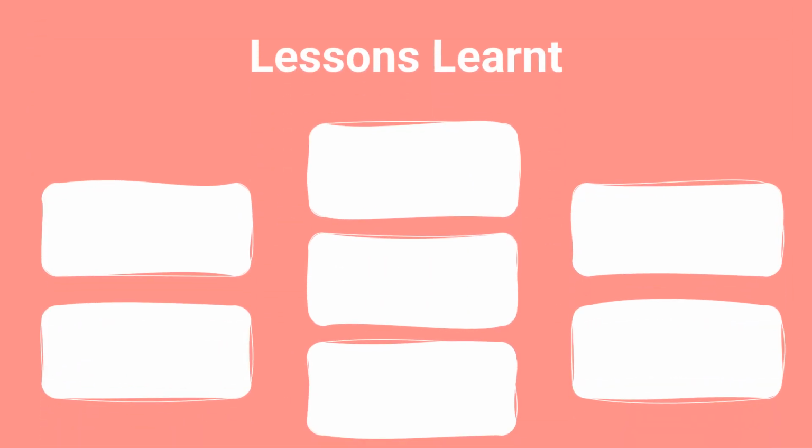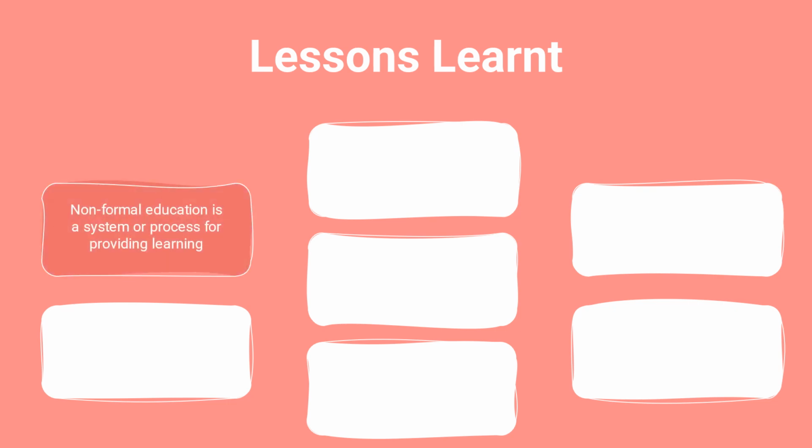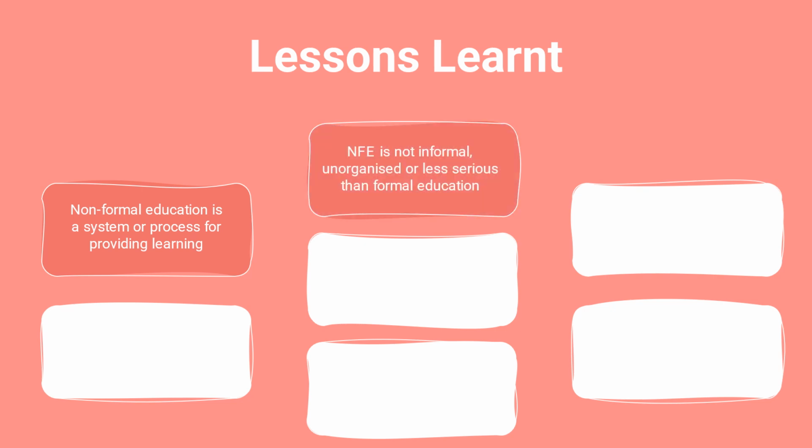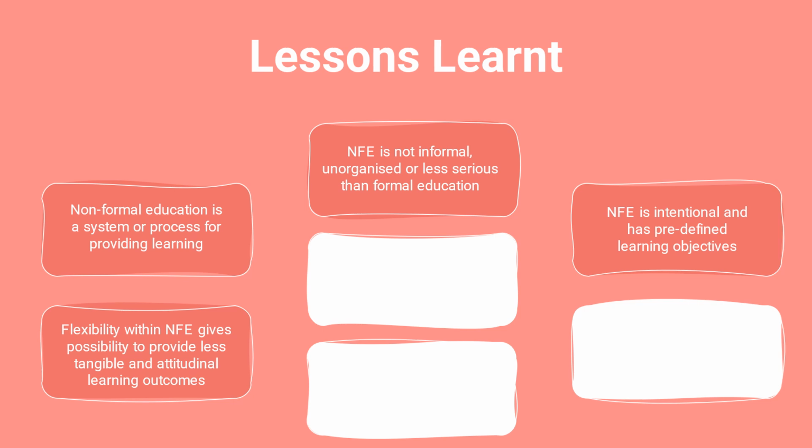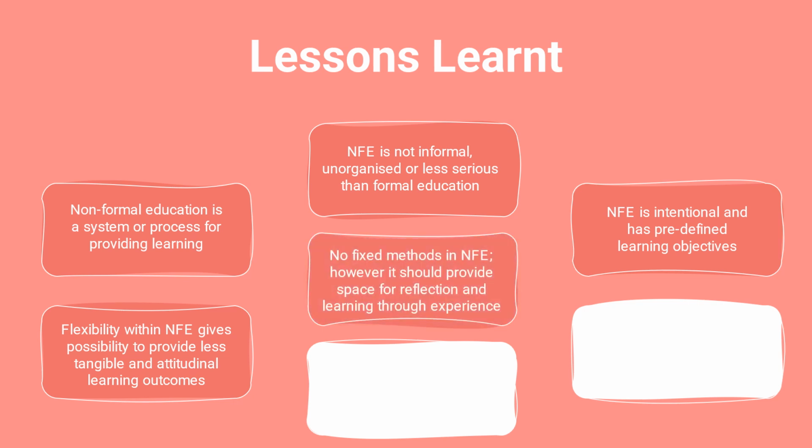Let us sum up the lessons learned. 1. Non-formal education is a system or process for providing learning. 2. Non-formal education is not informal, unorganized, or less serious than formal education. 3. Non-formal education is intentional and has predefined learning objectives. 4. Flexibility within non-formal education gives a possibility to provide less tangible learning outcomes, and attitudinal learning outcomes. 5. There are no fixed methods or approaches in delivering non-formal education. However, it should ideally provide space for reflection and learning through experience.